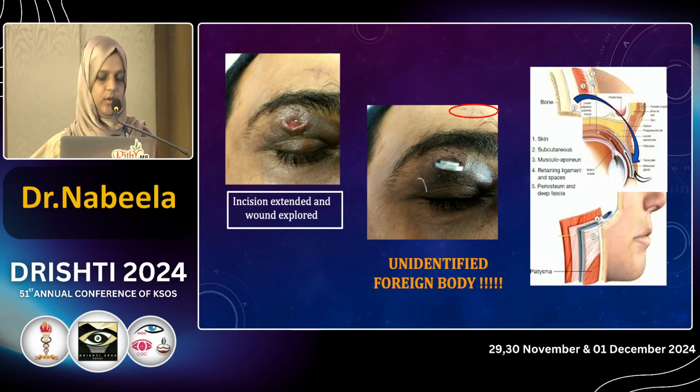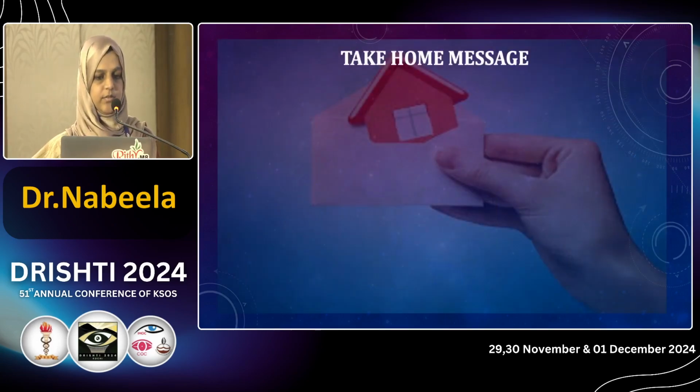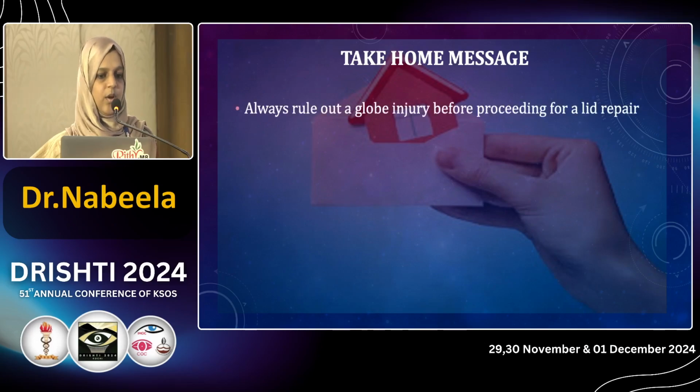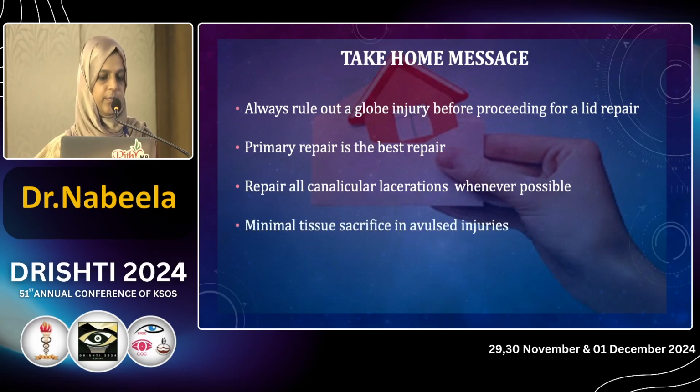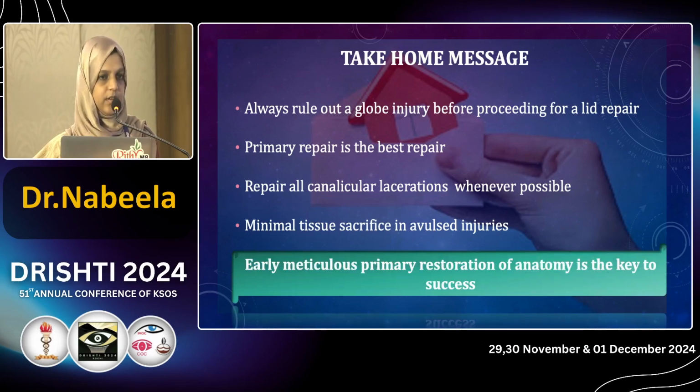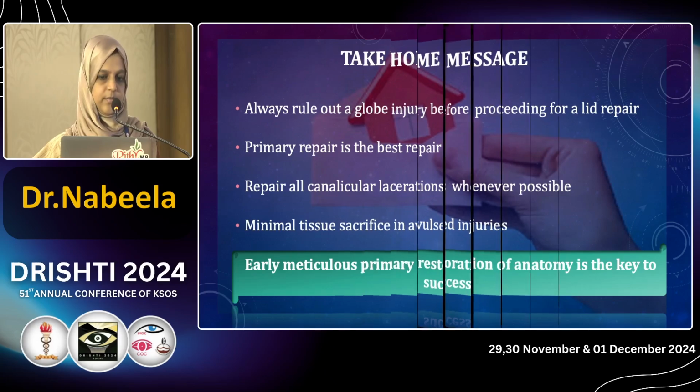So finishing off with a take-home message: always rule out a globe injury before proceeding to a lid repair. Primary repair is the best repair. Repair all canalicular lacerations whenever possible, and minimal tissue sacrifice in avulsed injuries is the rule because of the excellent vascularity of the lid. So an early, meticulous, primary restoration of anatomy is the key to success for a lid repair. Thank you.